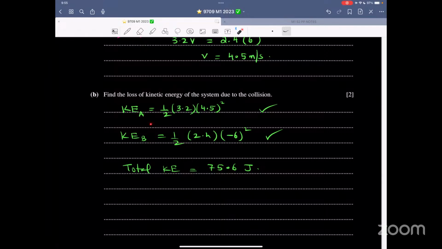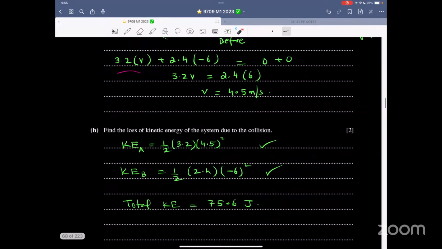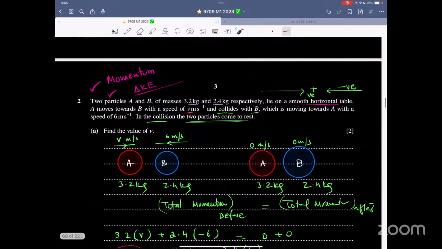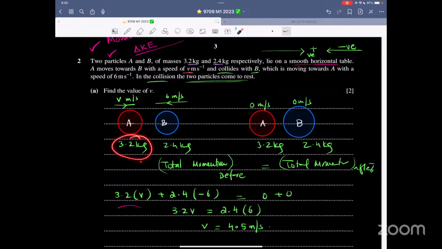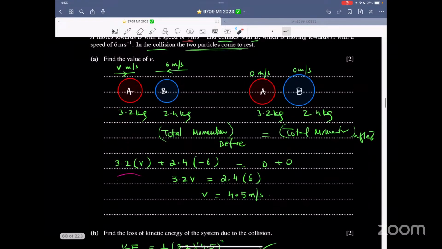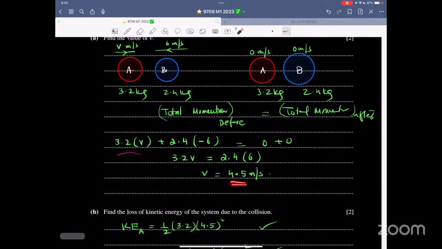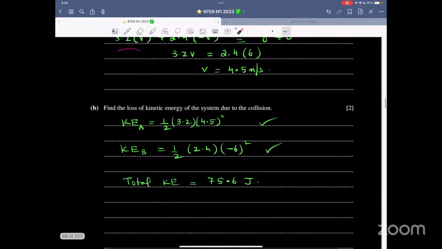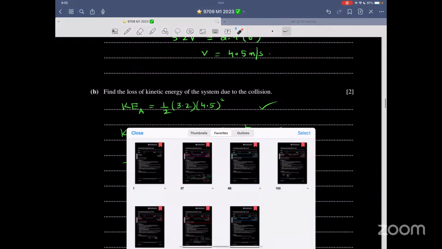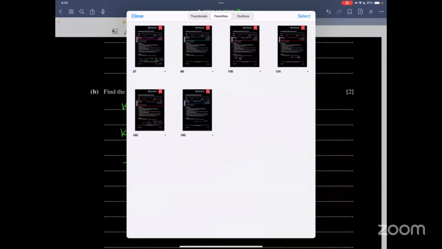So kinetic energy at A, that is half into 3.2 into 4.5 square. This thing is 4.5. And this is half into 2.4 into negative 6. This is for particle A. This is for particle B. And when I add this up, that is the total loss because all the kinetic energy got wasted. So that is the second question that you see over here.